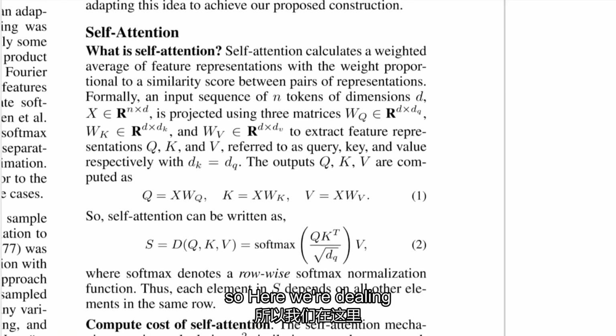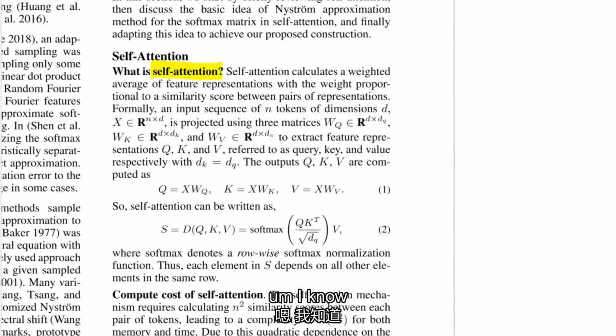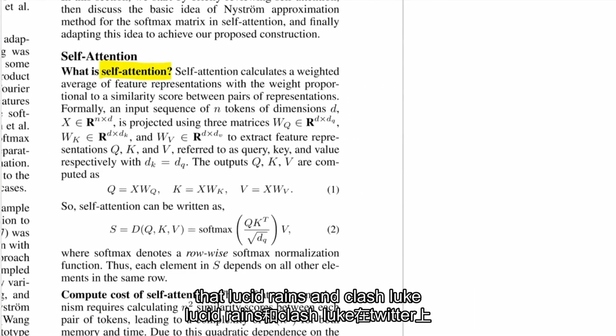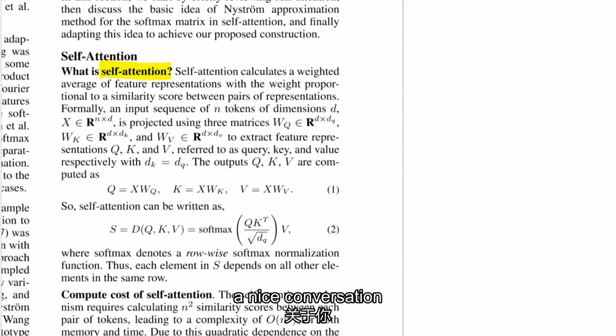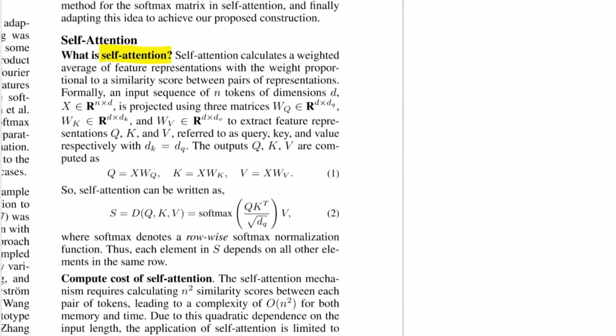So here we're dealing with self-attention. There is also something like cross-attention, like when you have an encoder and a decoder and you need to pass information from the encoder to the decoder. That is not self-attention. That is called something like cross-attention, or I don't actually even know what it is called. This paper deals with self-attention, though I know that Lucid Reigns and Clash Luke on Twitter had a nice conversation about how you could do this also for cross-attention. I'll link to it. Check both of these people out.